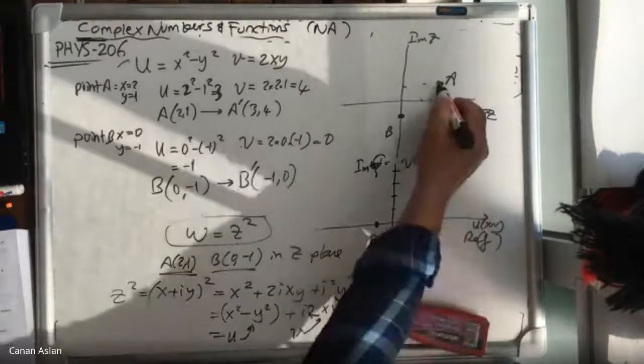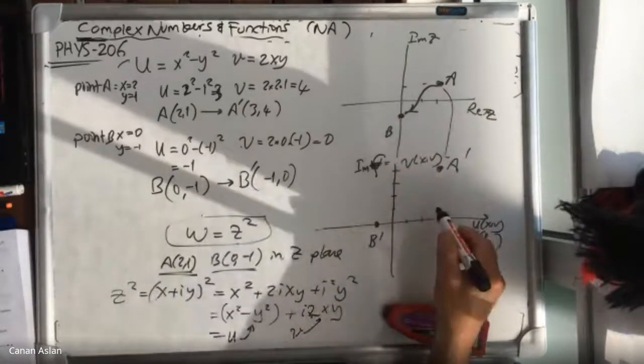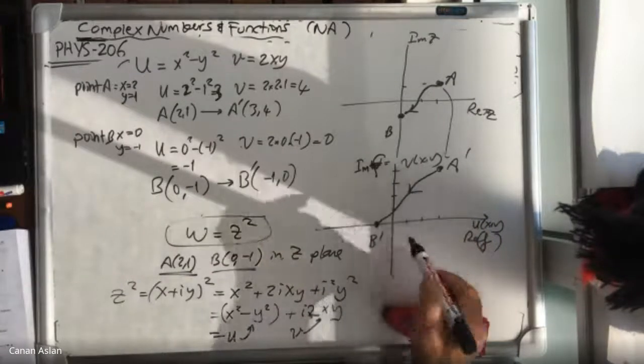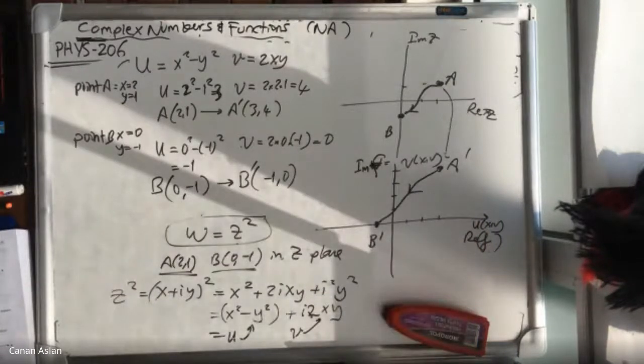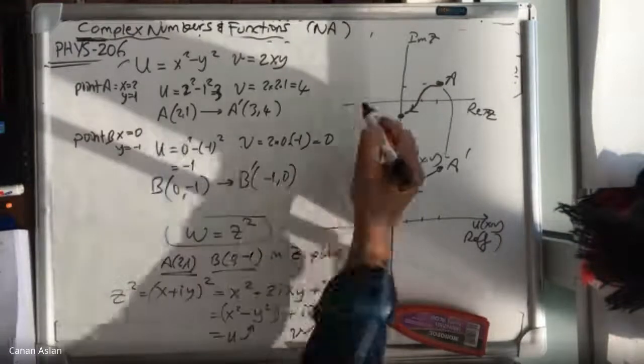So if you are going from A to B this way in the complex plane, it means that you are going from A prime to B prime in the complex function plane, the w plane. So this is the z plane.